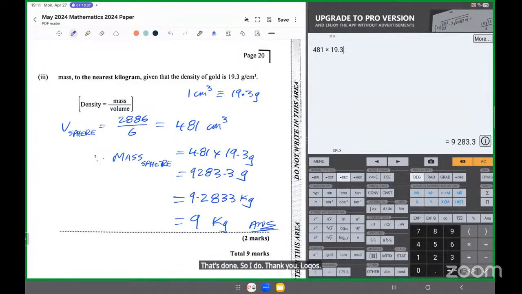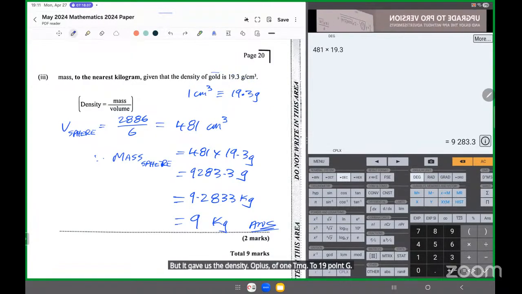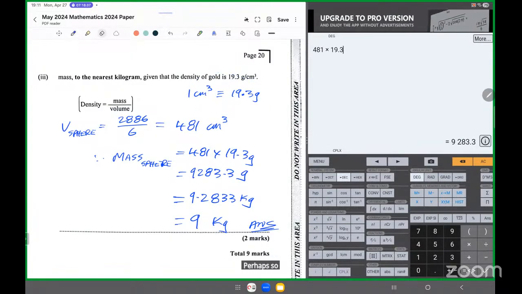All right? So I had to work out the mass of one sphere. They give us the density up here, so 1 cm cube is 19.3 grams. So we have to convert the volume of our sphere into grams, and then divide by 1,000 to get the kilograms. That is it. All right, that is that.